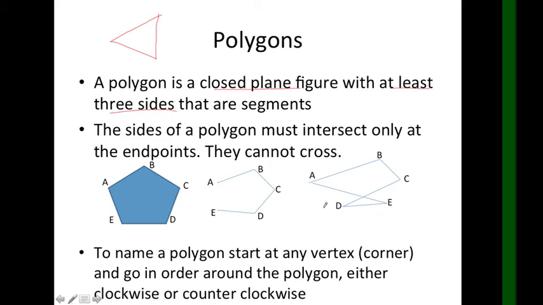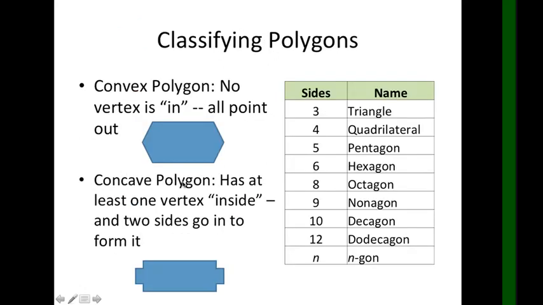So, to name a polygon, start at any vertex, or corner, and go in order around the polygon. So, for example, this one, when you name it, you can start at B, C, D, E, A. It must be continuous. It can't be B, A, D, C, E. It can't be like that. You must go continuously so you can give the polygon a name. And either clockwise or counterclockwise. So, it can be B, A, E, D, C. It can be like that. Okay.